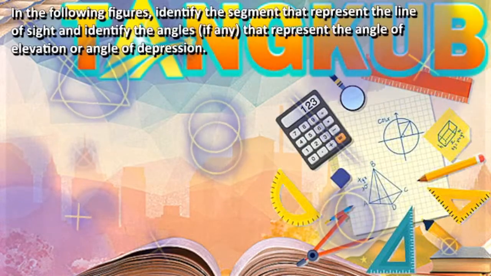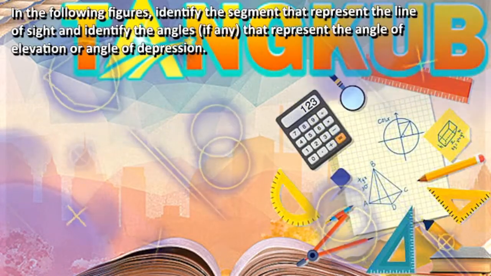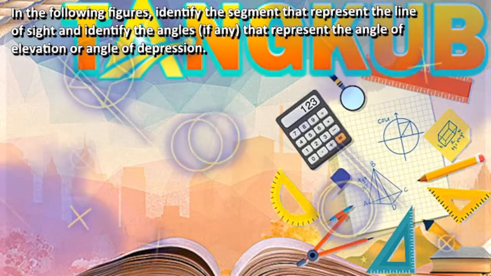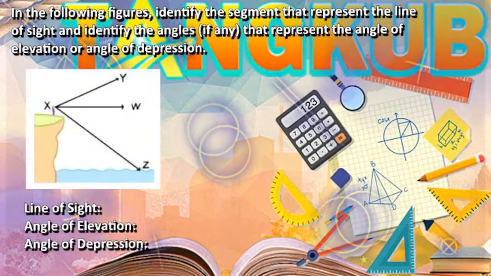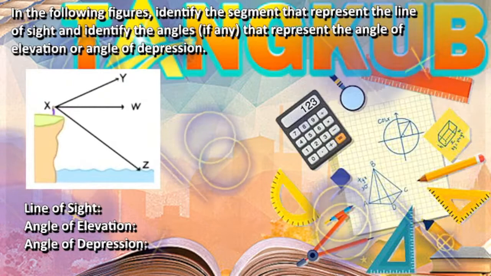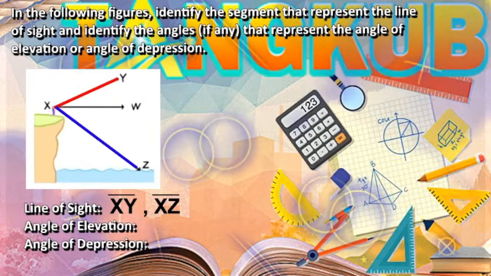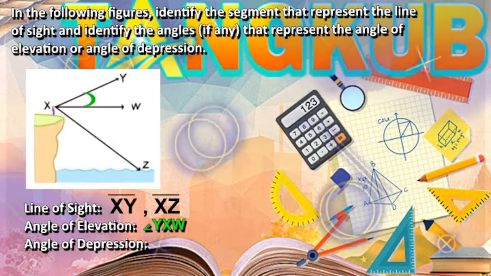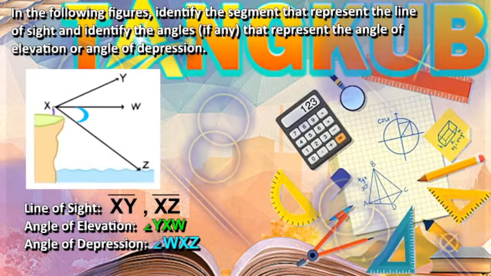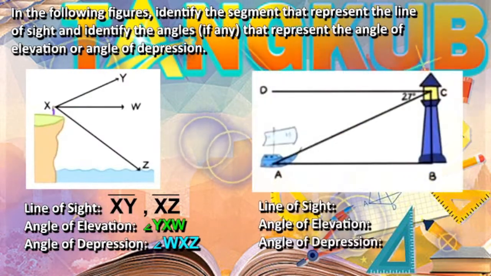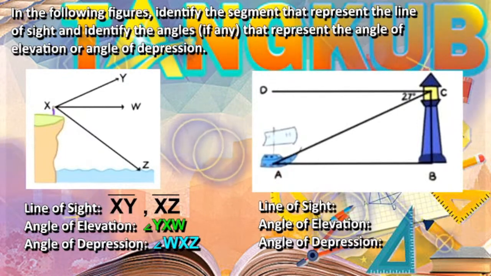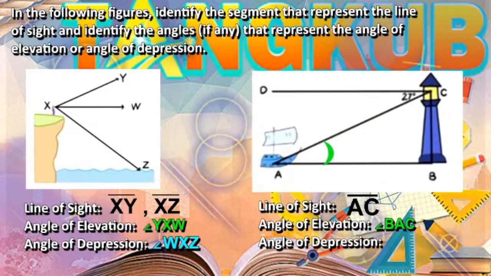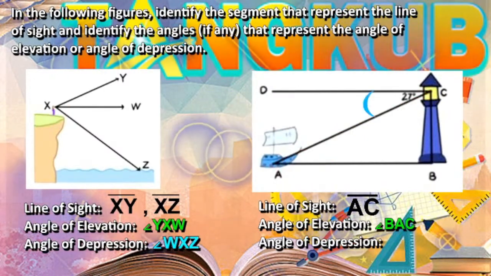Example. In the following figures, identify the segment that represents the line of sight and identify the angles, if any, that represent the angle of elevation or angle of depression. First figure. Line of sight would be side XY and side XZ. Angle of elevation would be angle YXW. And angle of depression is angle WXZ. Another figure. Right, the line of sight is side AC. Angle of elevation is angle BAC. And angle of depression is angle DCA.